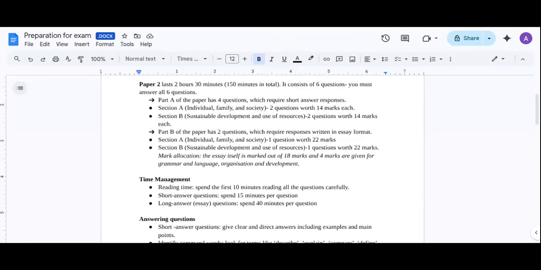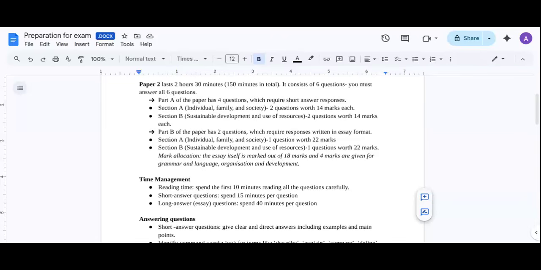So the mark allocation for the essay itself is marked out of 18 marks, and 4 marks are given for grammar, language, organization, and development. What do we mean by that? So 18 marks is for the content. Based on how they are asking, the marks are allocated or divided. So I'll show you that when we get to the essay type questions. And 4 marks is for how you organize, you develop, and your grammar and language. So it will include your introduction, your conclusion, how well your essay flows, and also formatting.